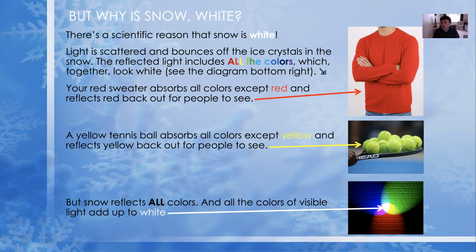Let's take some other examples though. If you have a red sweater, or what I would call a red jumper because I'm English, the red sweater absorbs all of the colors except for red and then reflects the red back out for people to see. And exactly the same thing here with our yellow tennis balls as well. All of the colours are absorbed except yellow, and yellow is reflected back. And this is how visible light works and how we perceive colour.